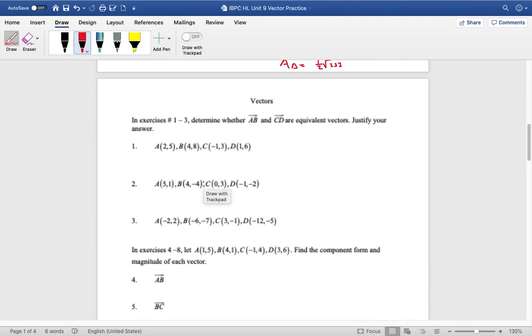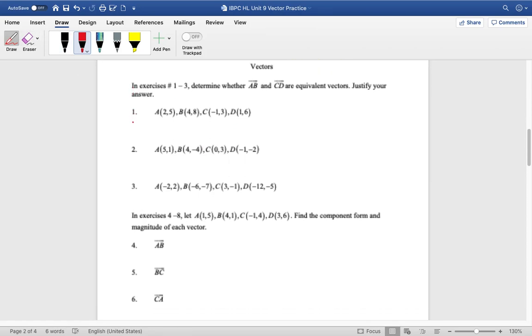All right, on the next page, again, most of this is review. They just want to determine whether AB and CD are equivalent, justify your answer. So all I need to do here is compute AB. I got 2 and 3 for AB. And for CD, shocker, I got 2 and 3. So since they're equal, yes.